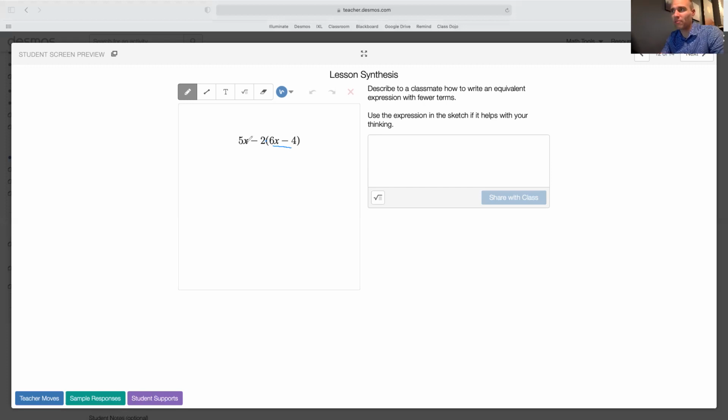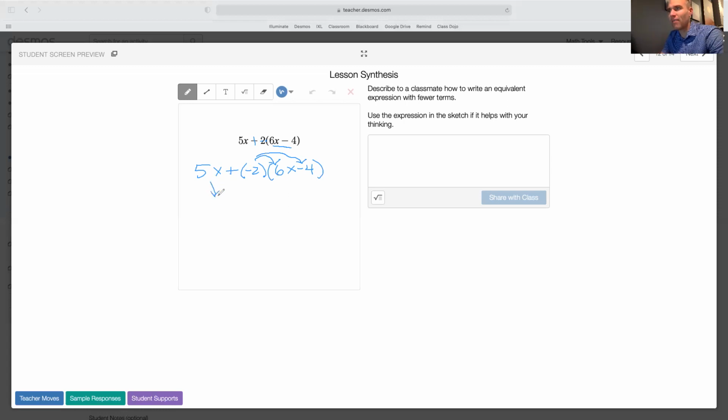I am going to read this as 5x plus negative 2 times this stuff. Okay, so I'm even going to just rewrite it. 5x plus negative 2 times 6x minus 4. All right, and so I need to distribute this negative 2 to the 2 things inside the parentheses there. And whatever comes out from those distributions should have a plus symbol in front of them, and then they're positive or negative on their own.